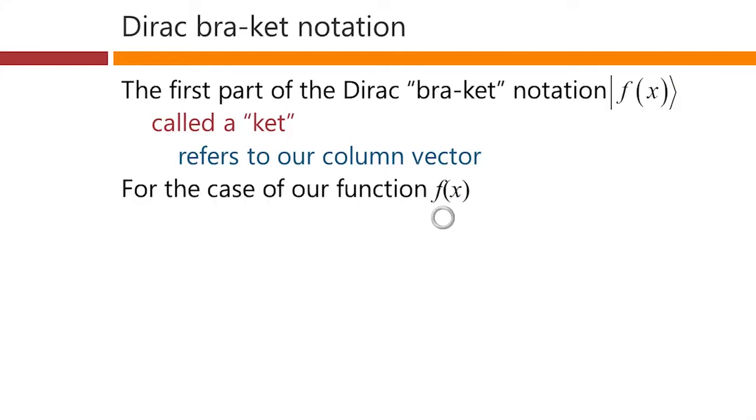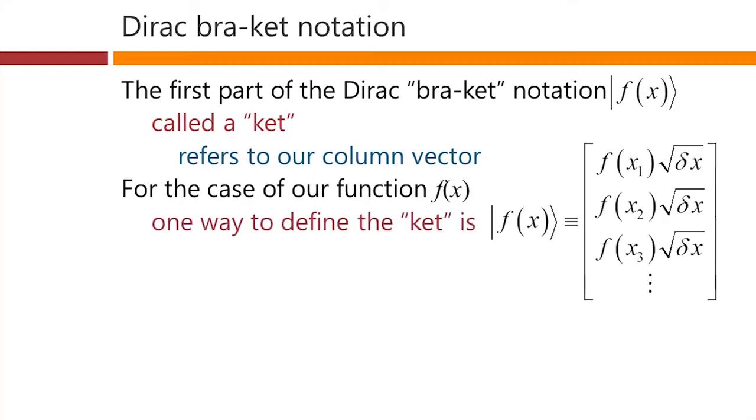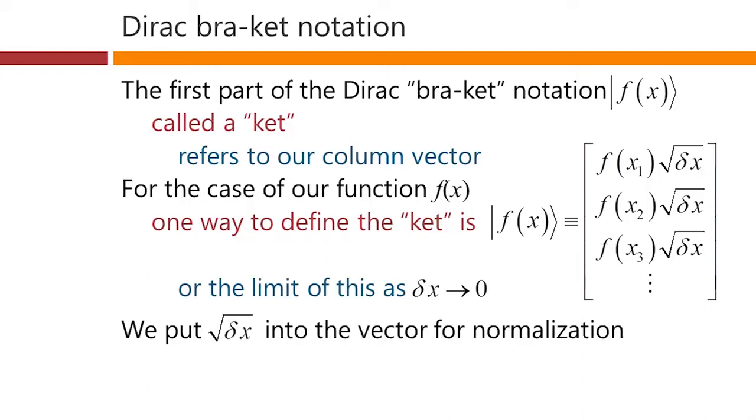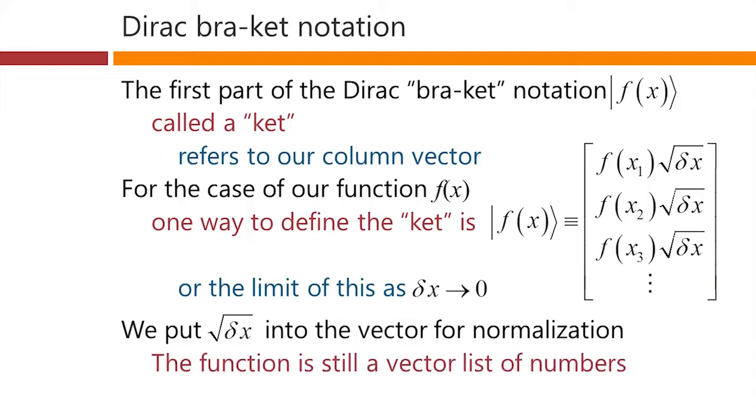For the case then of our function f of x, one way to define the ket explicitly would be to write it out like this. So here are the values of the function here, or the limit of this as delta x tends towards 0. Here we've put the square root of delta x in here for normalization, but mostly we'll manage to get rid of that and save that little confusion. But we could define our ket as this vector here. This vector is still our list of numbers representing our function.